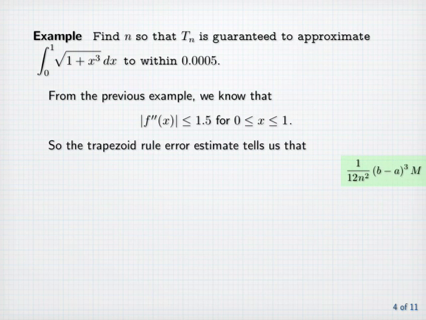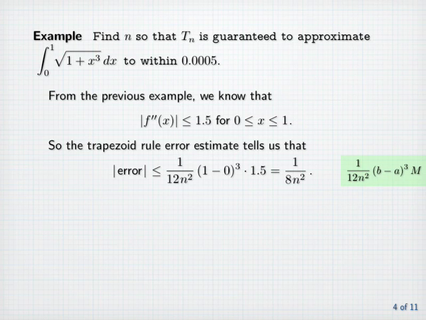So the trapezoid rule error estimate tells us that the absolute value of the error is going to be less than or equal to 1 over 12n squared times the width of the interval cubed times 1.5, which is equal to 1 over 8n squared. Therefore, the absolute value of the error will be less than or equal to 5 times 10 to the minus 4 if 1 over 8n squared is less than or equal to 5 times 10 to the minus 4.